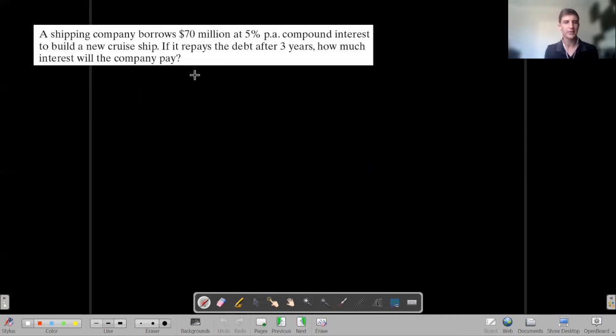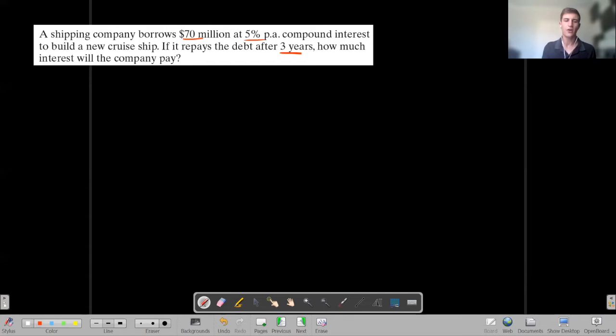A shipping company borrows 70 million at 5% per annum compound interest. All of those words are important. So the shipping company borrows 70 million. This is my principal, 5%. We have the rate. We know that it's compound interest, so we're allowed to use the compound interest formula. To build a new cruise ship, if it repays the debt after 3 years, how much interest will the company pay?